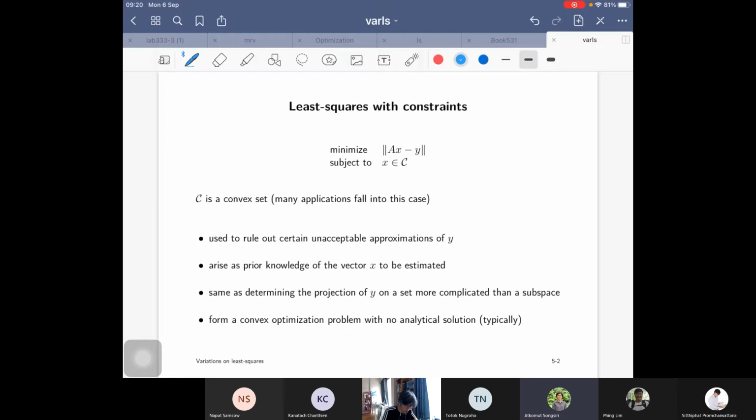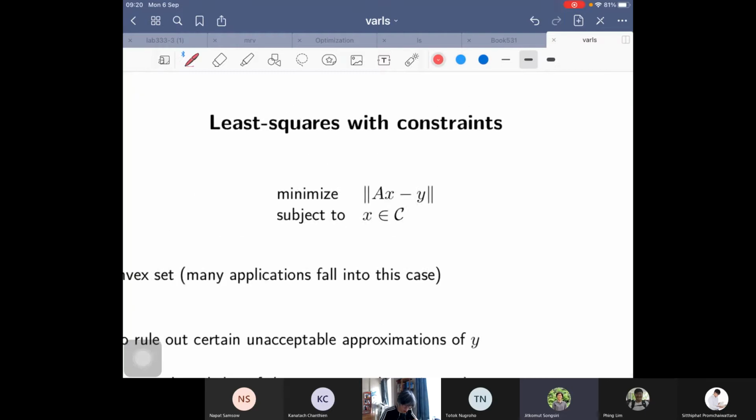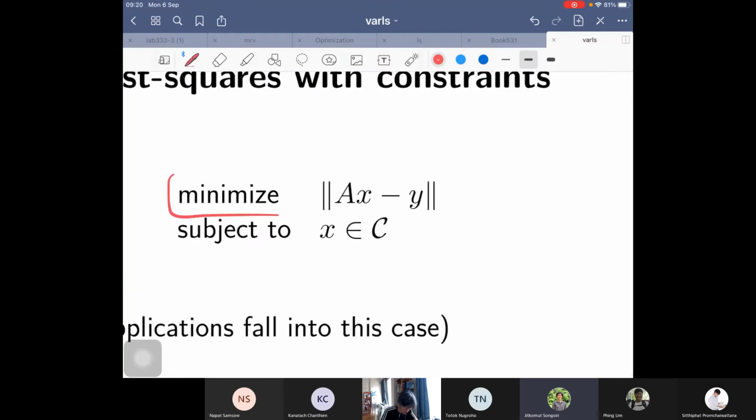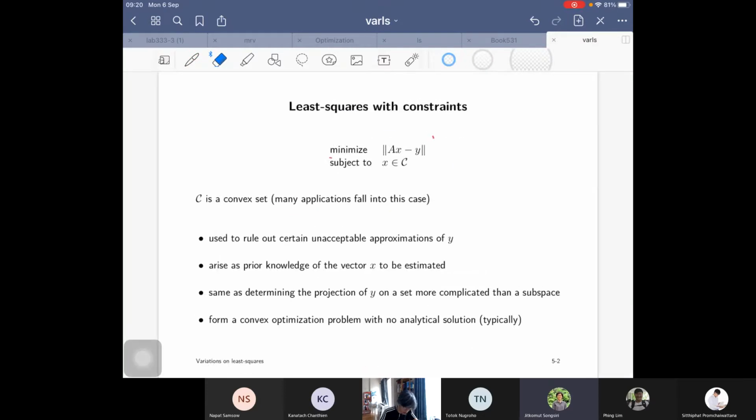So the problem is extended in this way. The least square framework is an unconstrained problem. You just want to minimize the 2 norm of the residue. But now sometimes you have conditions on x, so we use the notation that imposes the constraint that x must belong to some set C.